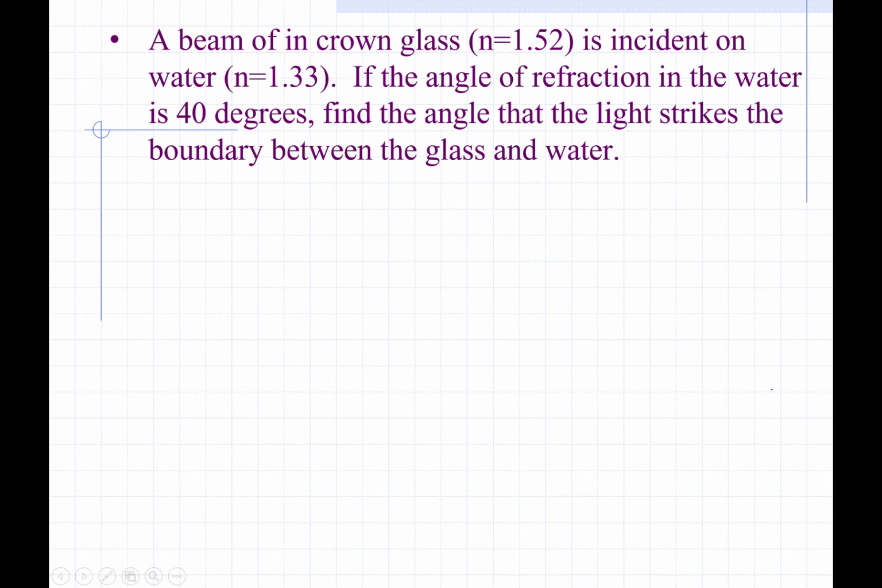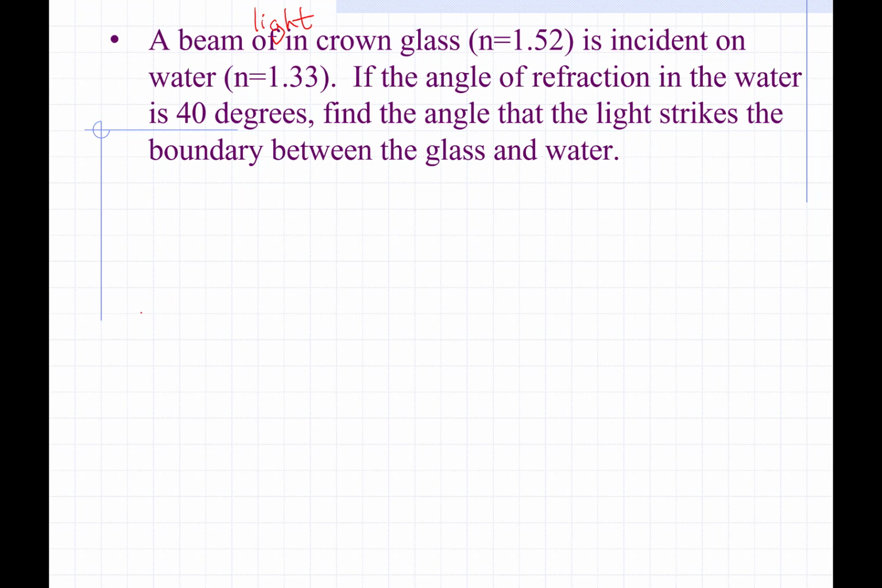Let's do an example. A beam of light in crown glass, n equals 1.52, is incident on water, n equals 1.33. If the angle of refraction in the water is 40 degrees, find the angle that the light strikes the boundary between the glass and the water.